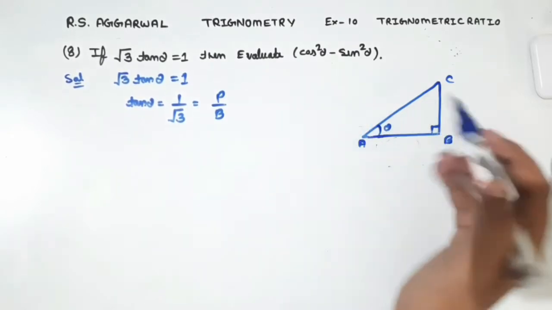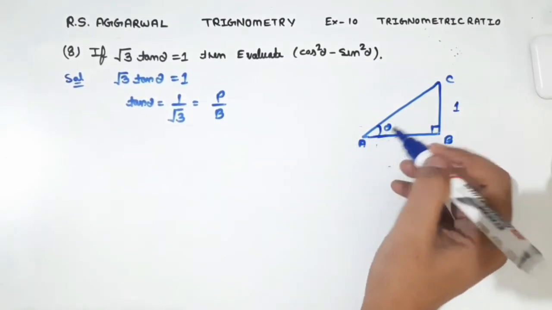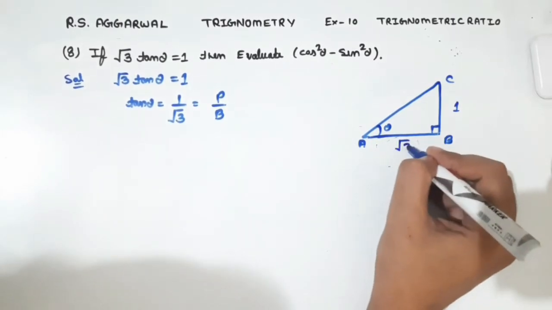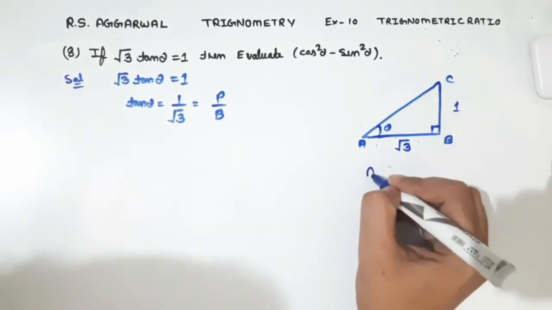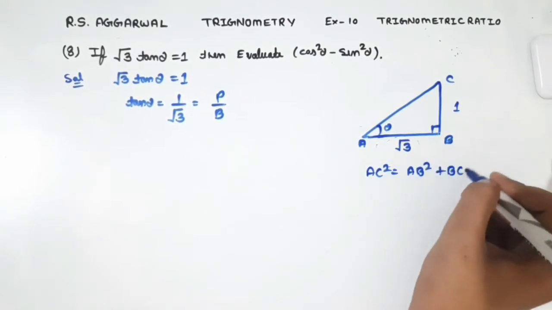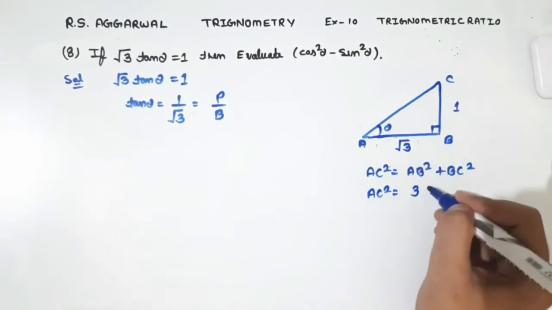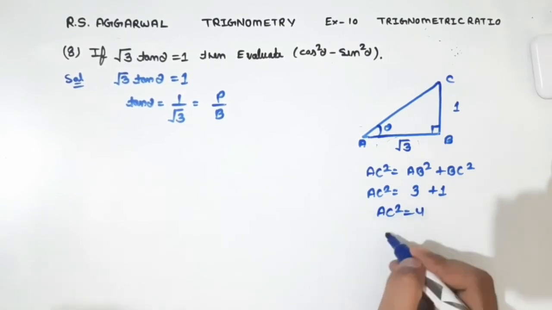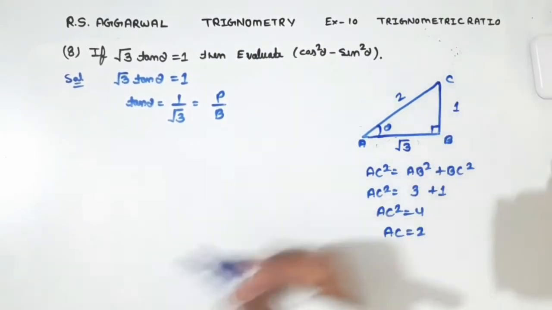So in right angle triangle ABC whose angle is theta, the side opposite to angle theta will be perpendicular, that is 1, and the side adjacent to angle theta will be base, that is AB, which is root 3. So in this right triangle AC square will be equal to AB square plus BC square. So AC square will be AB square, that is 3, plus BC square will be 1. So AC square will be 4. So from here AC will be equal to 2. So our hypotenuse will be 2.